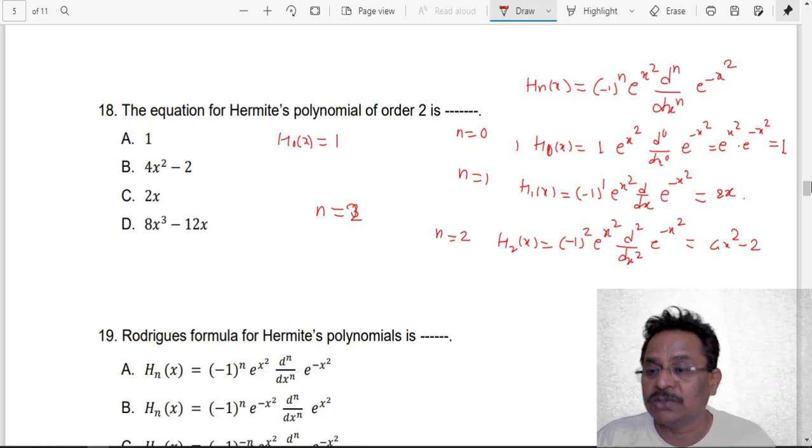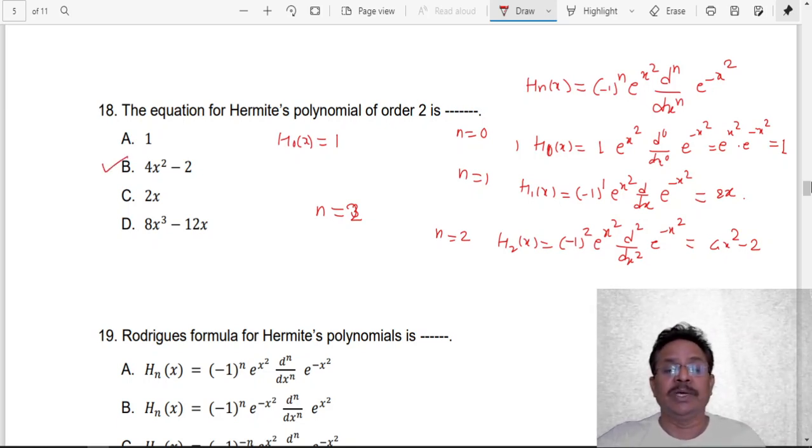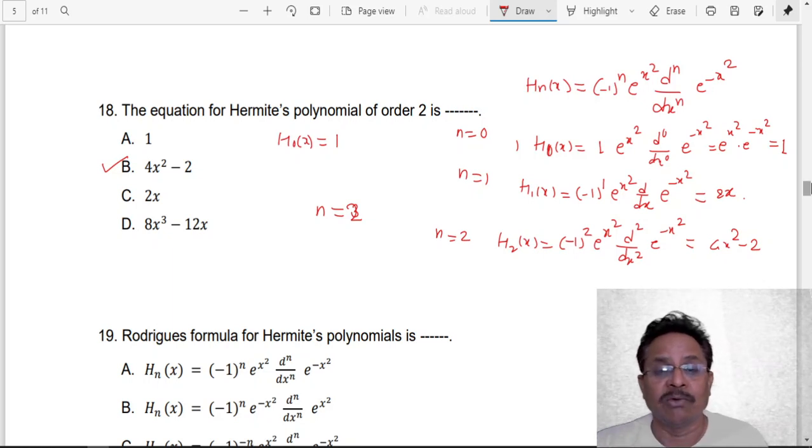So you have to carry out all these operations, and therefore B is the correct option of this question number 18, as we have been seeing. Okay, this is a straightforward question.